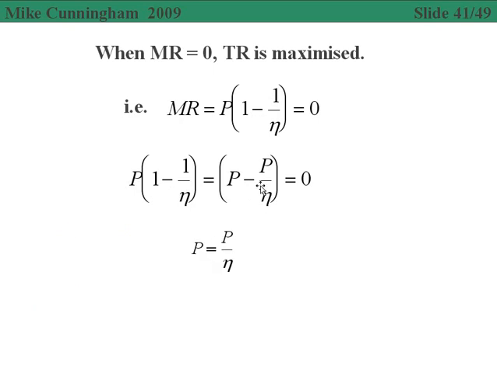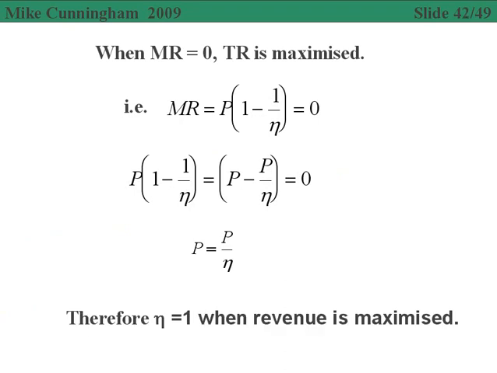And if we now take this over to the right hand side, we simply have P is equal to P over eta. So that's straightforward. Therefore, eta must equal 1 when revenue is maximized. So when elasticity is equal to 1, total revenue is at a maximum. That's an interesting conclusion. So when we look at an elasticity figure, if it's 1, we know that total revenue is maximized. So we've got a benchmark.